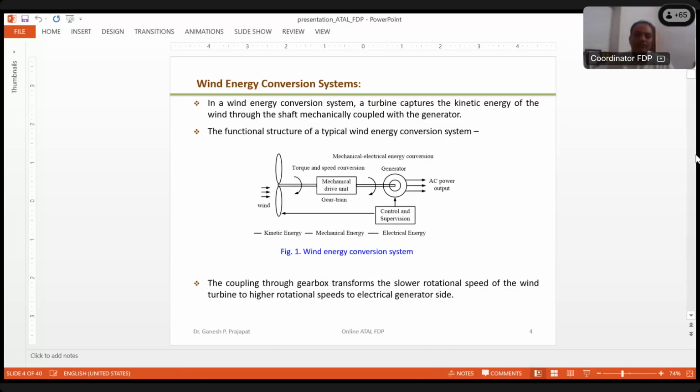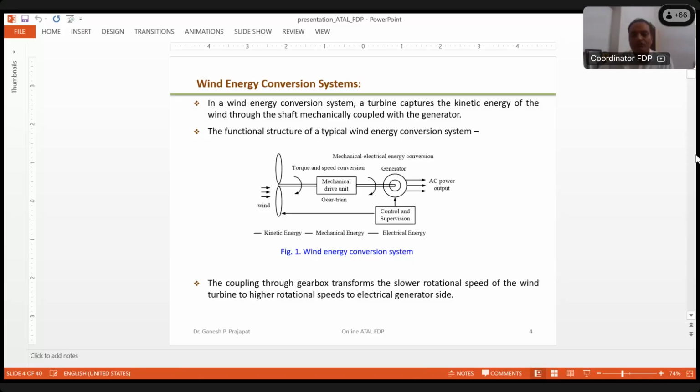Now here is the very conventional way of generating electrical power out of wind. It can be seen over the picture that it's very simplified, a layman's view. Everyone can understand just by looking at the picture. As soon as wind flows, this structure, the kind of fan which we usually call a wind turbine, rotates because of the flow of wind, and there is a mechanical drive unit which couples the generator with the turbine.